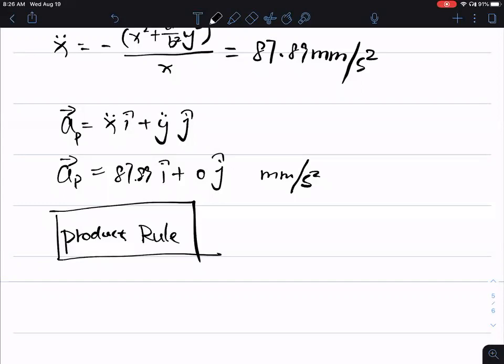Okay. Any questions on this example? That's all about section AB.